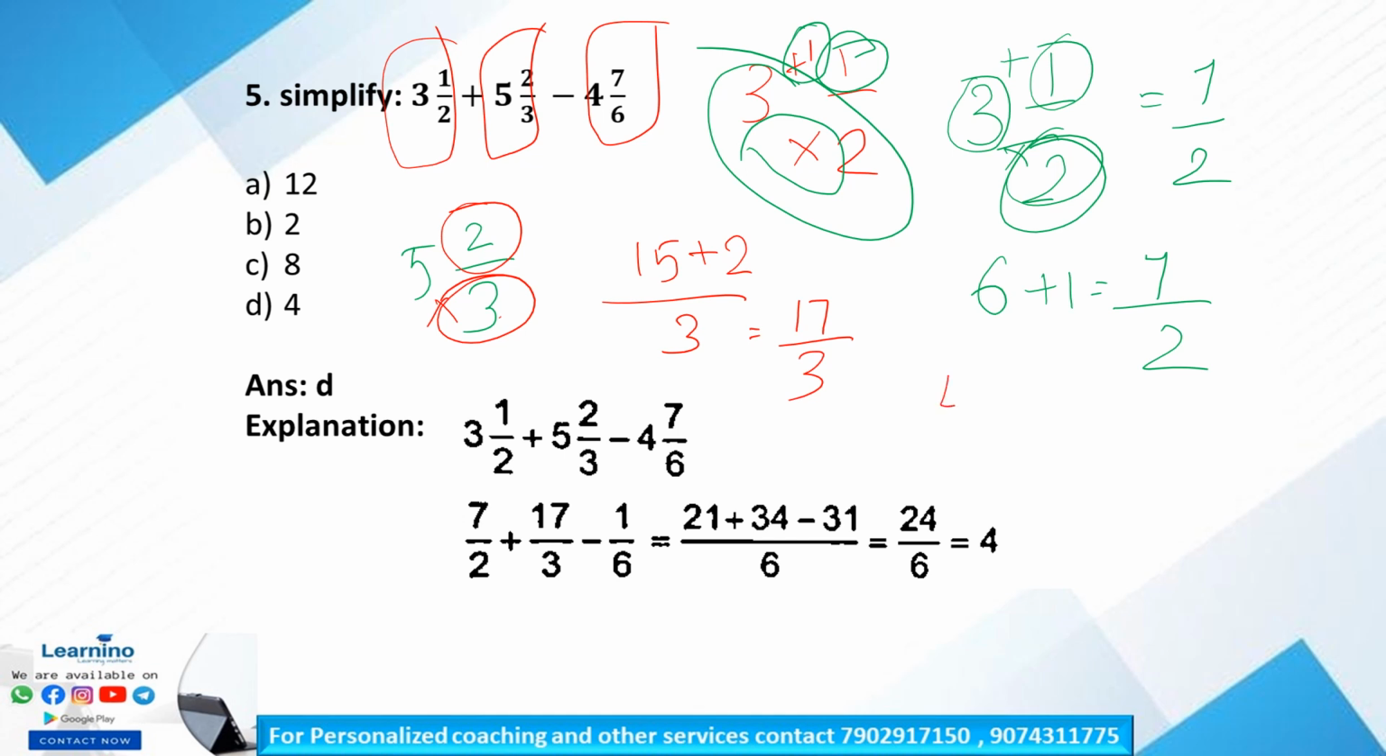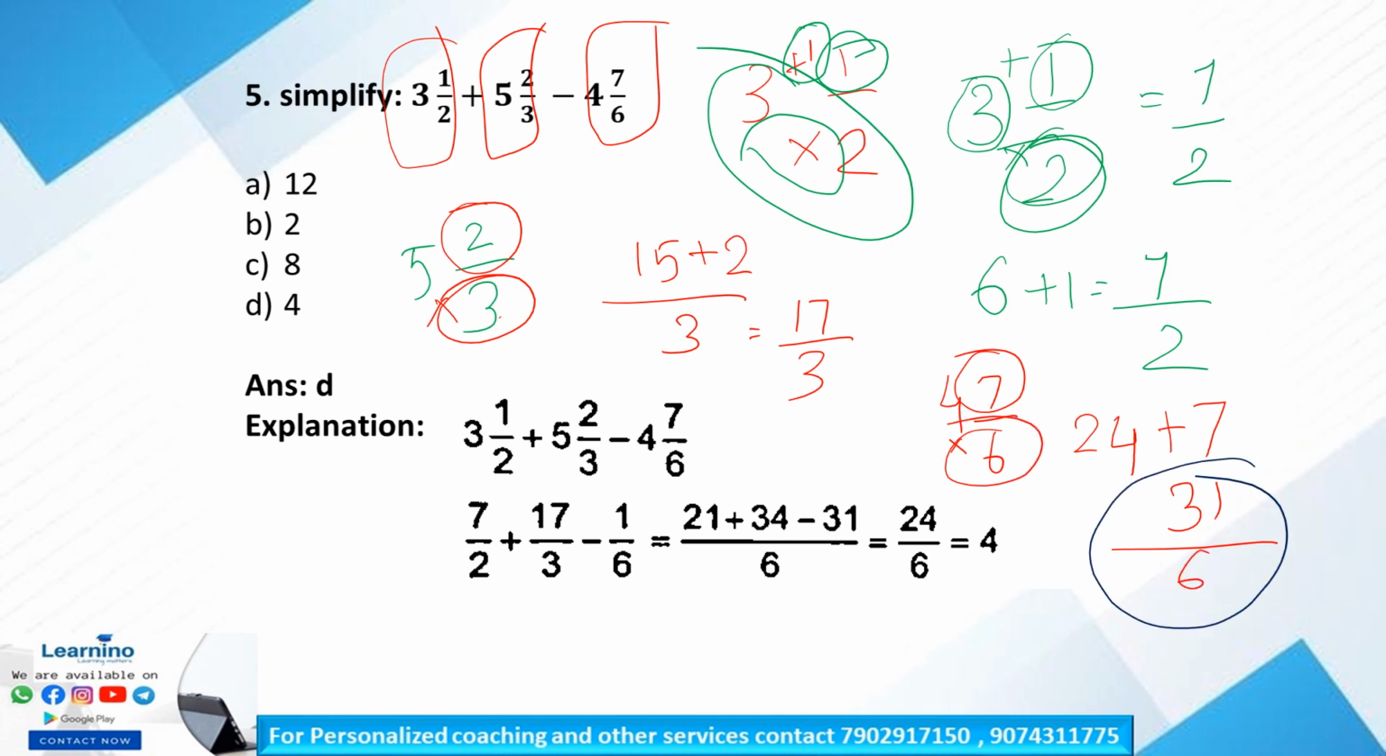So what is 4 7 by 6? We have to multiply 6 and 4, that is 24. 6 into 4 is equal to 24. Then adding this numerator, so 24 plus 7. What is 24 plus 7? It is 31, right? Divided by the same denominator 6. So what are the values we got? 31 by 6. In our first ratio it is 7 by 2.